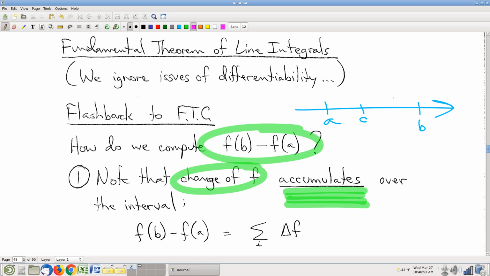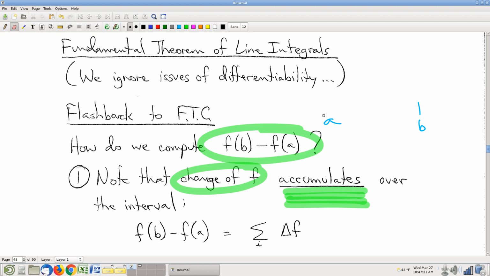A silly example I like to think of is your height as you've grown up, say from ages 8 to 18. Your height has done something like this, right? There's been a change in your height over time. Your total change in height is the sum of how much height you gained in the first year, the second year, the third year. The total of the individual changes adds up to the grand total change.